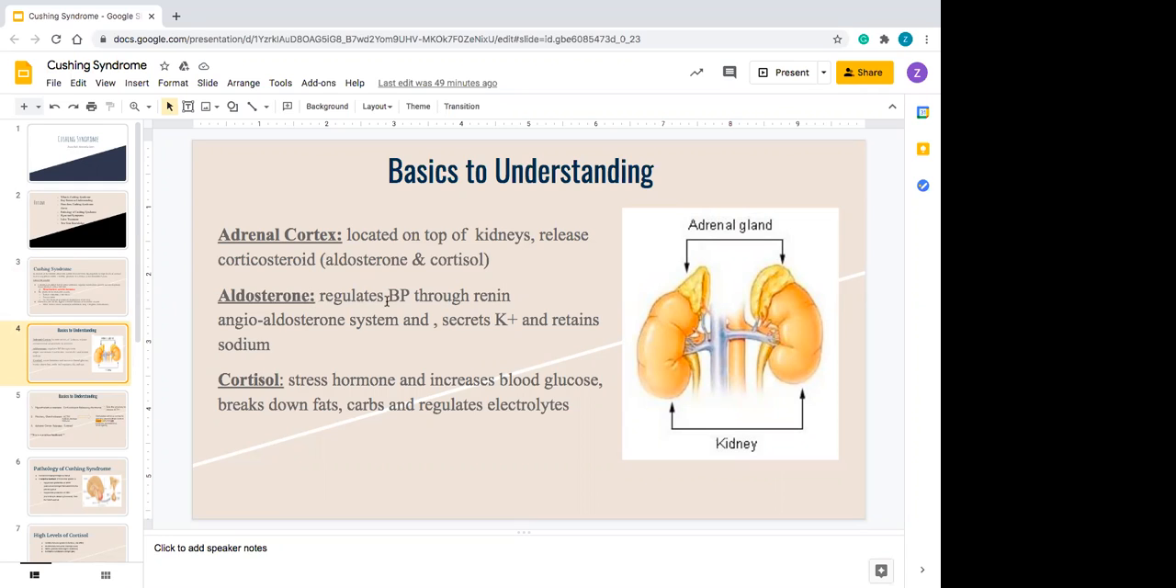The aldosterone regulates blood pressure through the renin-angiotensin-aldosterone system, secretes potassium and retains sodium. Your cortisol is your stress hormone. It increases blood glucose, breaks down fats, carbs, and regulates electrolytes.